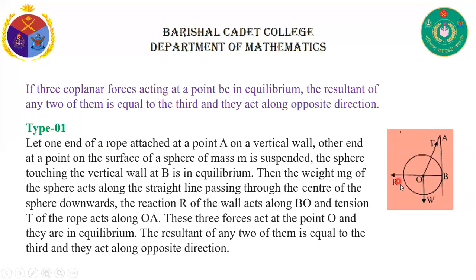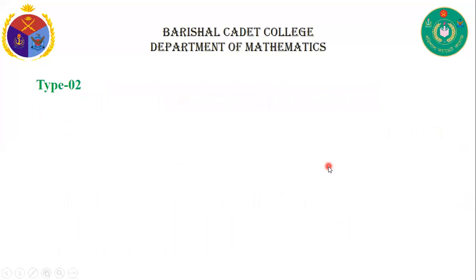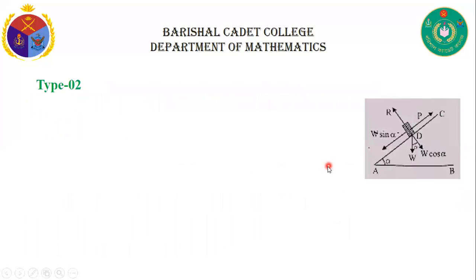So these three forces are acting at point O, and they are in equilibrium. Okay, so that is one state for our section. This is one type of problem. Now type 2. There is an inclined plane which is inclined to the horizontal at an angle alpha.